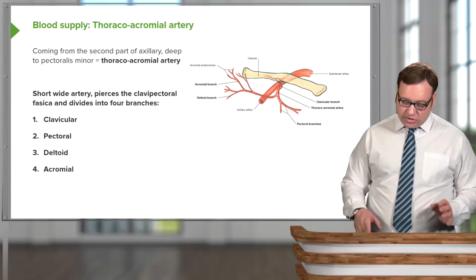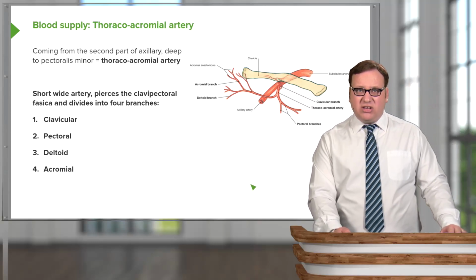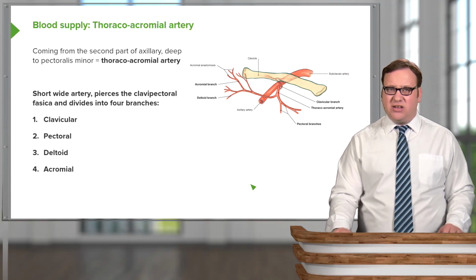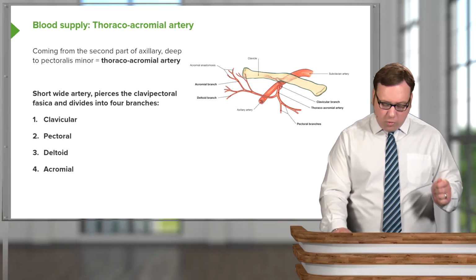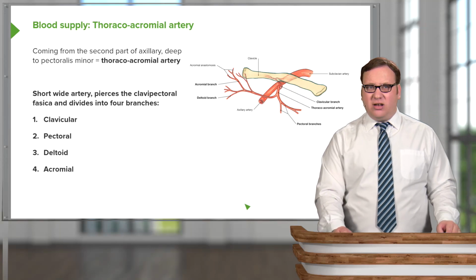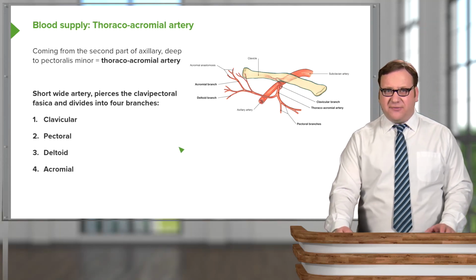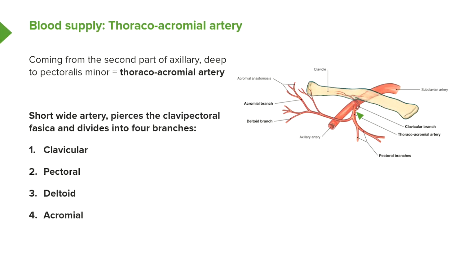But first of all, I just want to talk about the thoracoacromial artery. This is an artery coming from the second part of the axillary artery, deep to pectoralis minor. It is a short and wide artery that pierces the clavipectoral fascia, and it divides into four important branches. We can see it's coming off here. It's very short, it's quite wide, coming from the second part of the axillary artery.